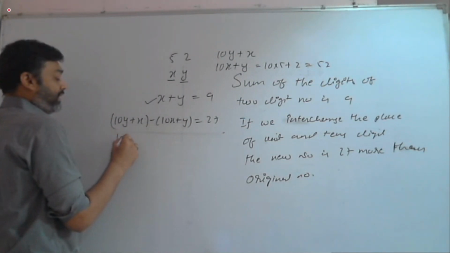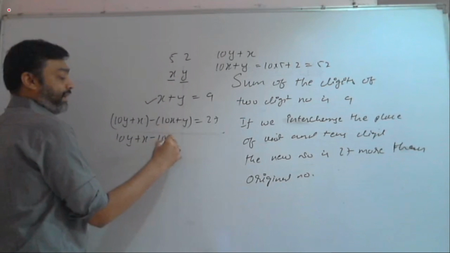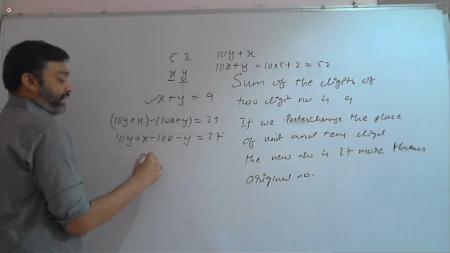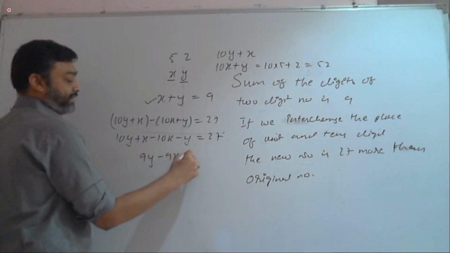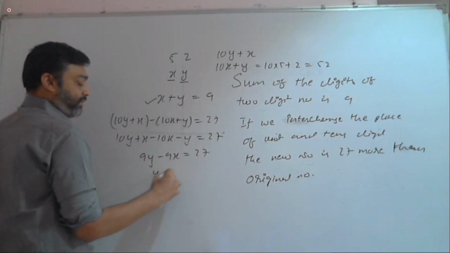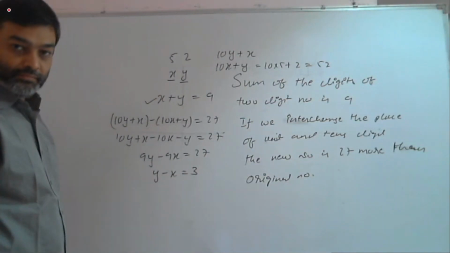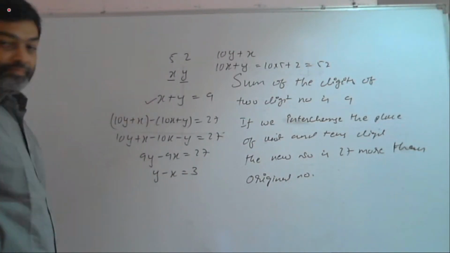So this is 10y plus x minus 10x minus y equal to 27. So 10y minus y is 9y, minus 9x, equal to 27. So y minus x equal to 3. Right? Now you can solve these two equations.